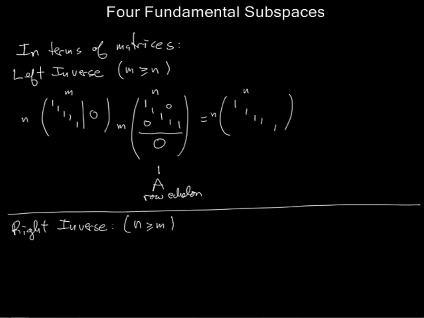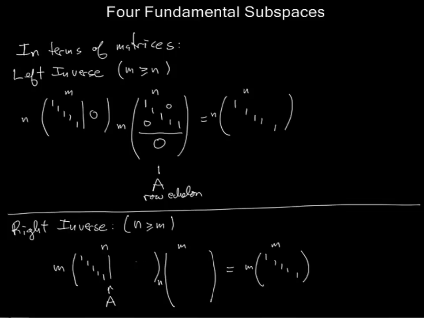Similarly, how can you have a right inverse? Well, in this case, n is bigger, so I'll draw it this way, m by n. And you're multiplying on the right by an n by m matrix and getting the m by m identity. And how does that happen? Well, in this case, A is over here, and you put it in row echelon form with anything over here in the right half of the matrix. And you take R to be this. And then the product is the m by m identity.